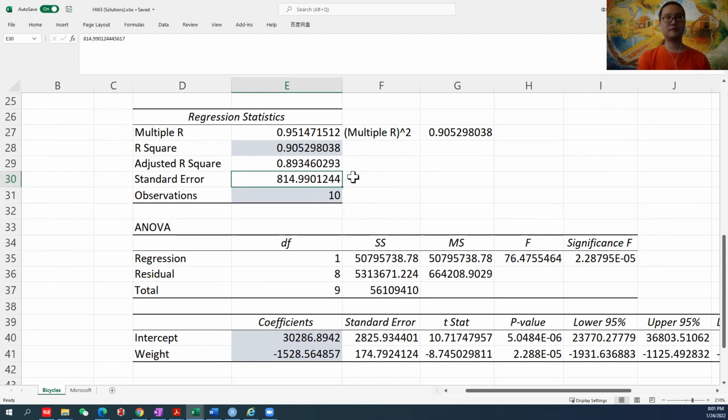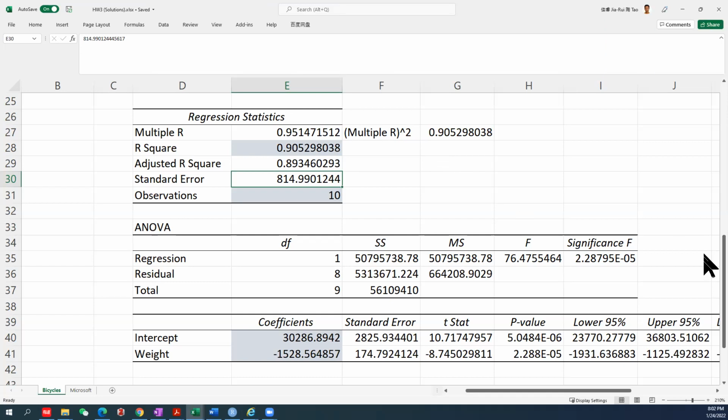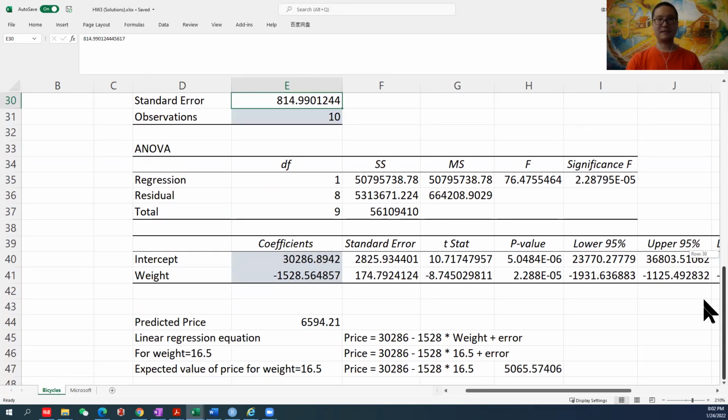It's 814.99, almost 815. Any guess? At the variation between each of the observations. A versus the linear relationship? It's related to that. Is it your epsilon? Oh, yes, excellent. Nisha had the closest answer. Nice.